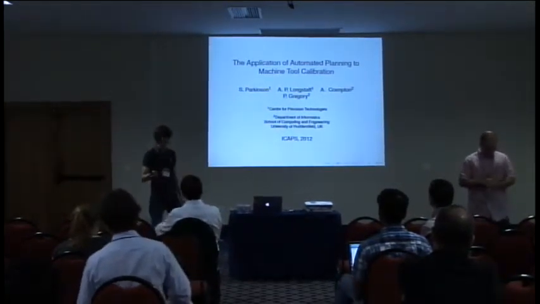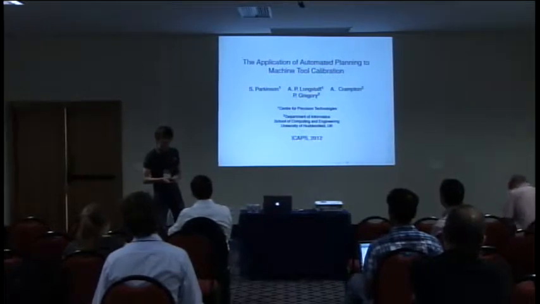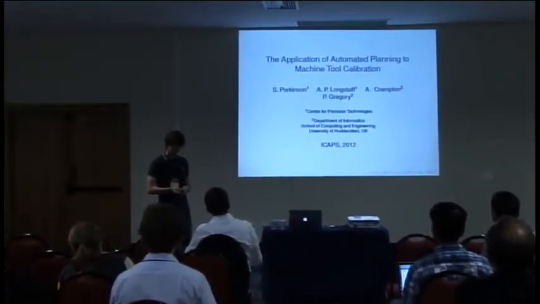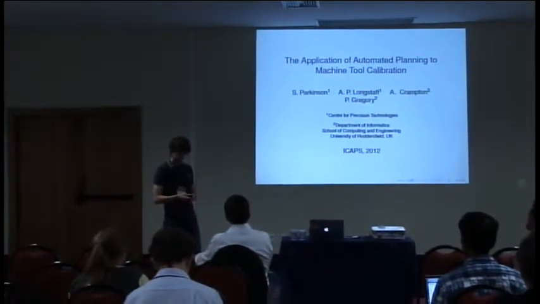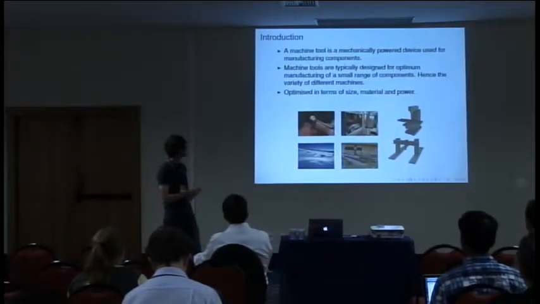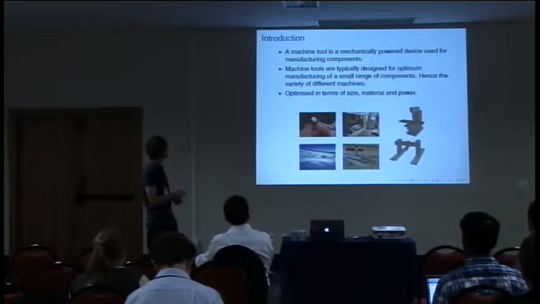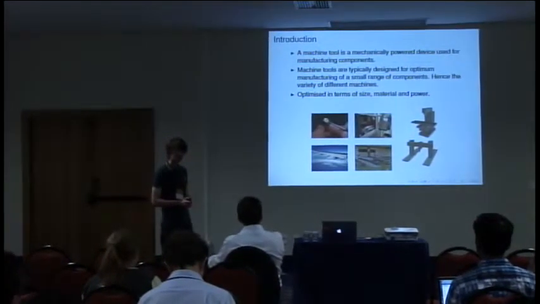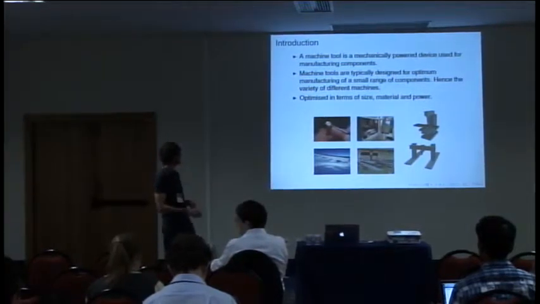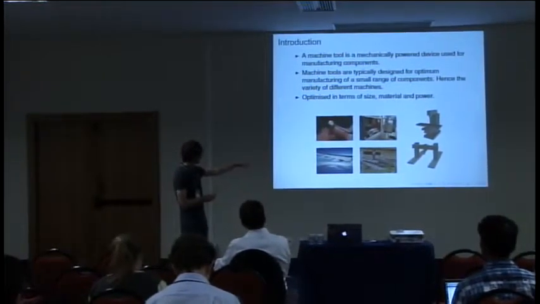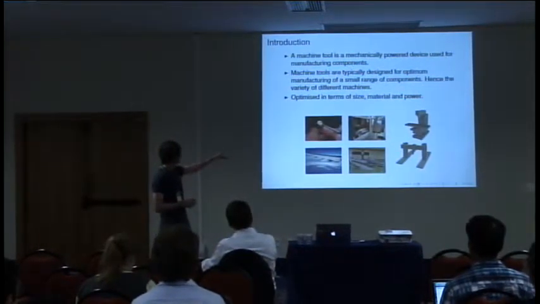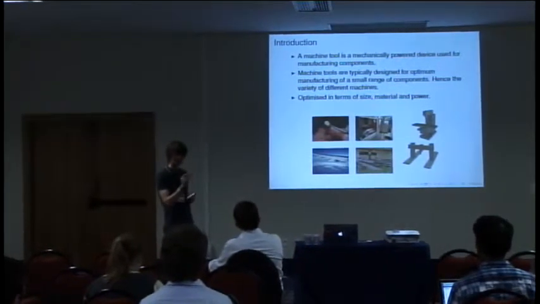Okay, my name is Simon Parkinson from the University of Huddersfield, and I'm going to describe our problem of machine tool calibration. So I'm going to start by giving an overview of what the problem is. For those who don't know, a machine tool is a mechanically powered device which is used for machining components. So you have two examples, one on the bottom where we're manufacturing the skins of an aircraft wing, one on the top where we're making very small false teeth.